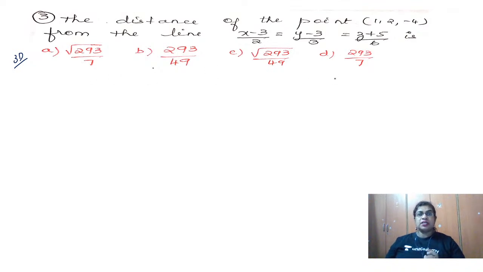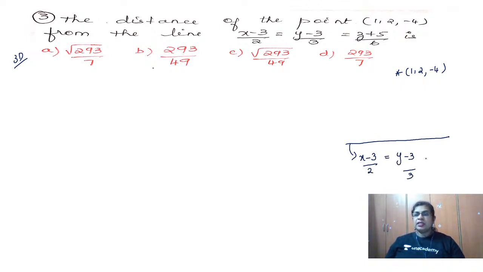And look at the options. Everywhere I can see 293. One is having a root, and in the denominators I can see either 49 or 7. Now, I can explain this question in two ways. One is an easy way. I'm going to give out the answer. What is given? There is one point here, (1, 2, -4), and there is one line here, (x - 3)/2 = (y - 3)/3 = (z + 5)/6.